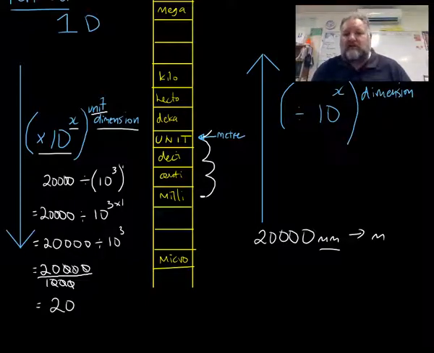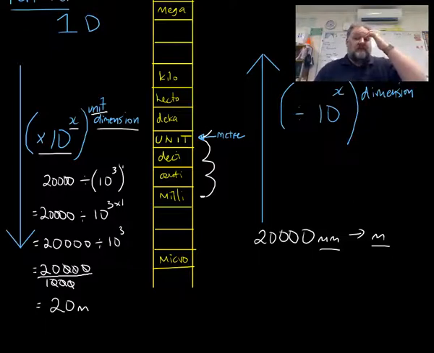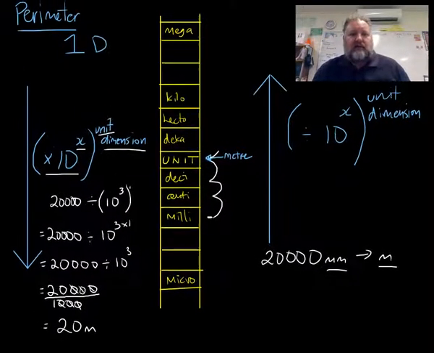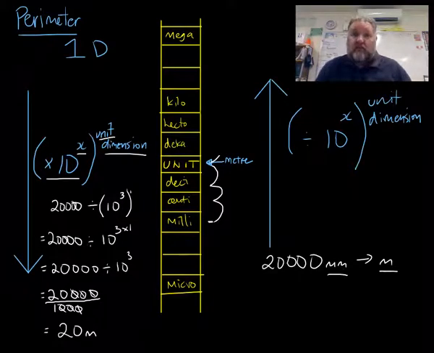And I look at what I am converting to: metres. And the answer is 20,000 millimetres is equal to 20 metres. Okay, so that is the conversion ladder and how it works for perimeter, or one dimension, if we're just adding simple numbers together.